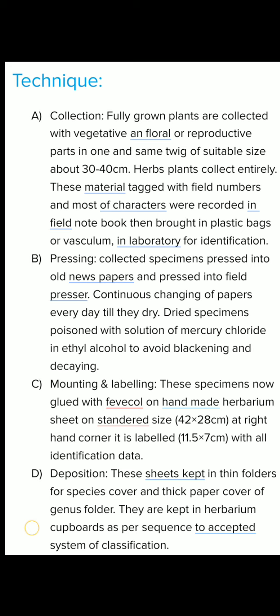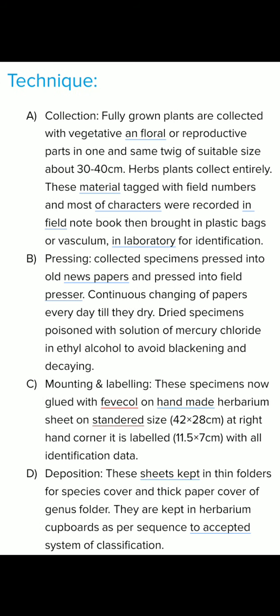These specimens are now glued with Fevicol. Today, they are mounted on a handmade herbarium sheet of standard size, that is 42 by 28 centimeters. At the right-hand side, it is labeled, and this label is about 11.5 by 7 centimeters with all the identification information including botanical name, family, collection place, collected by, identified by, and field note, that is ecological data. All these data are labeled in that corner.